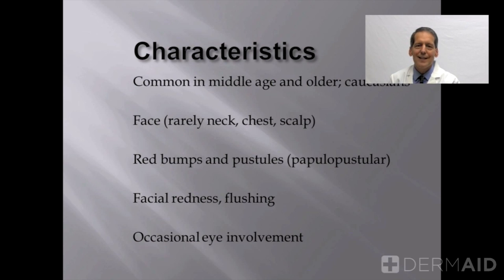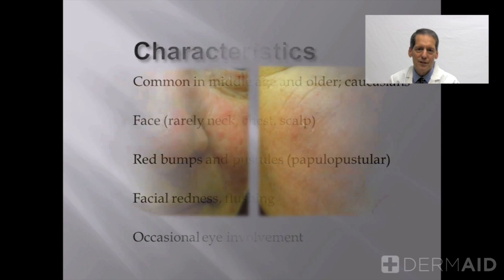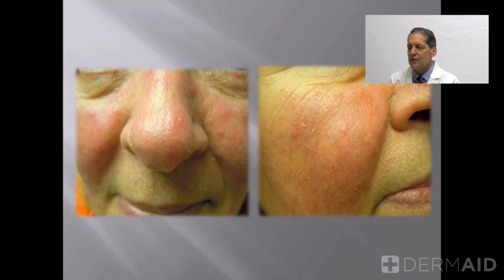The redness is initially transient. It may come and go. There are factors that we'll discuss in a moment that seem to aggravate the redness, but over time the redness often becomes more persistent. Occasionally the eyes can be involved as well in a condition that's called ocular rosacea. Here we have styes, mattering, sometimes tearing or redness of the eyes that can occur in addition to the skin involvement with rosacea.